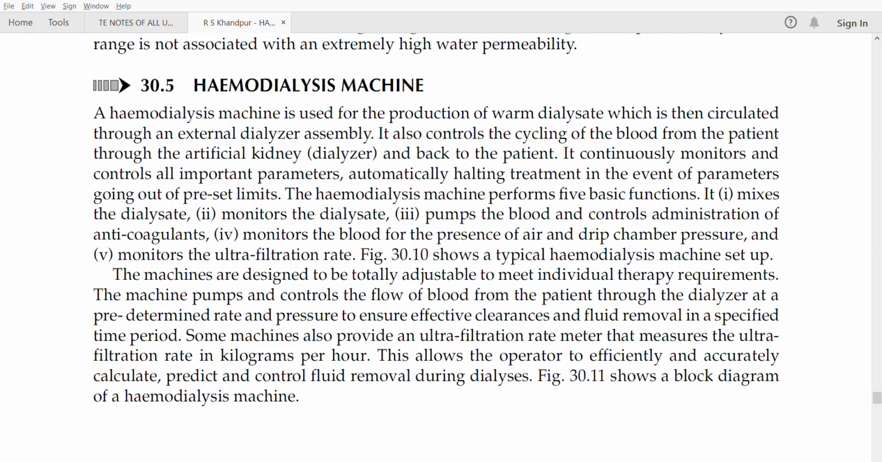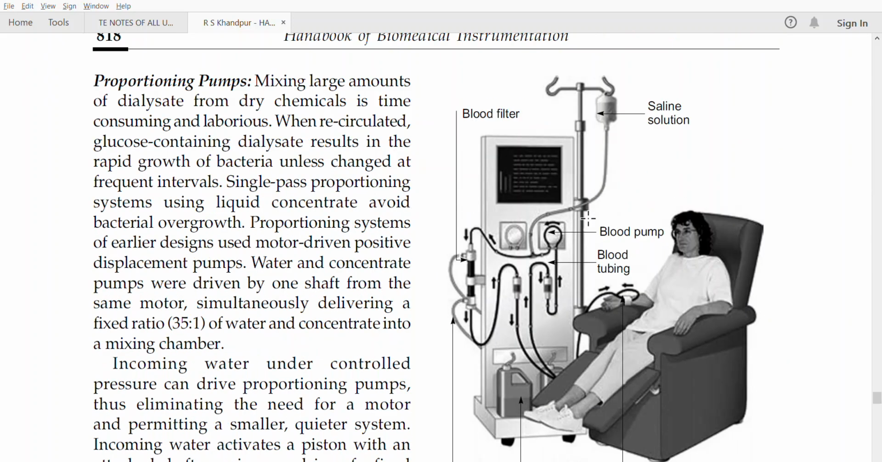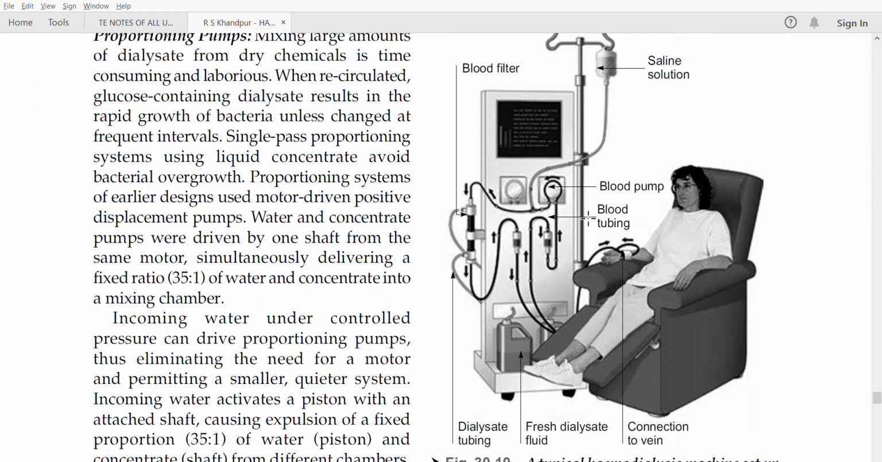It monitors the blood for presence of air and drip chamber pressure. It also monitors the ultrafiltration rate. Okay. So if you see in your book, this is how a patient will be sitting, and through a fistula in the venous area, the blood will be taken and circulated through the dialysis machine. After purification, it comes back to the person.